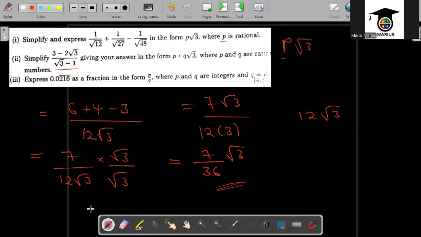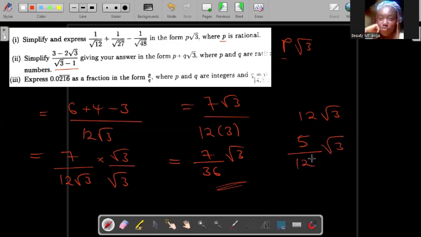I remember that I solved this question and my answer is kind of different from yours. Okay, what's the answer? My answer is 5 over 12 and then square root of 3. Okay, so 5 over 12, and then the square root of 3. Okay. This one, was it the same one here or the one in the tutorial sheet?